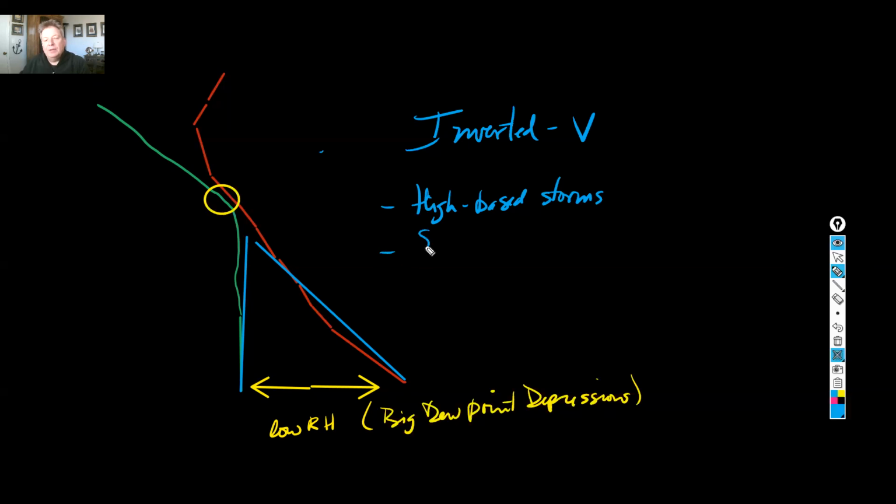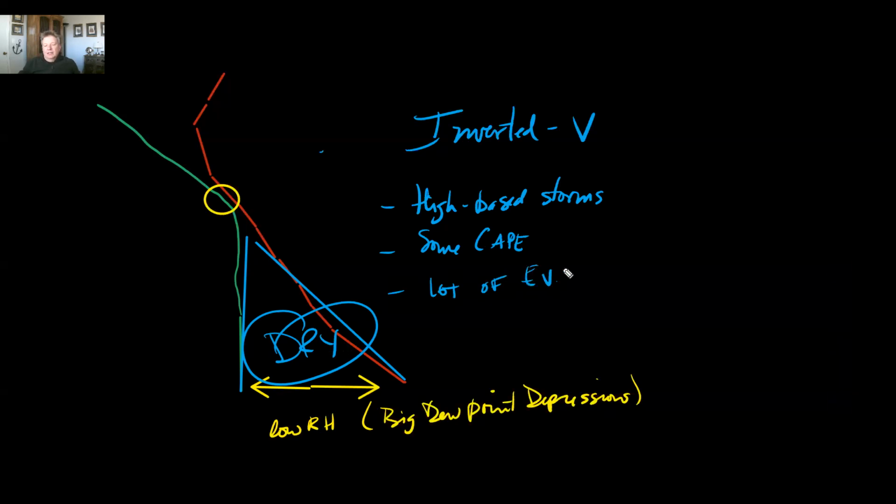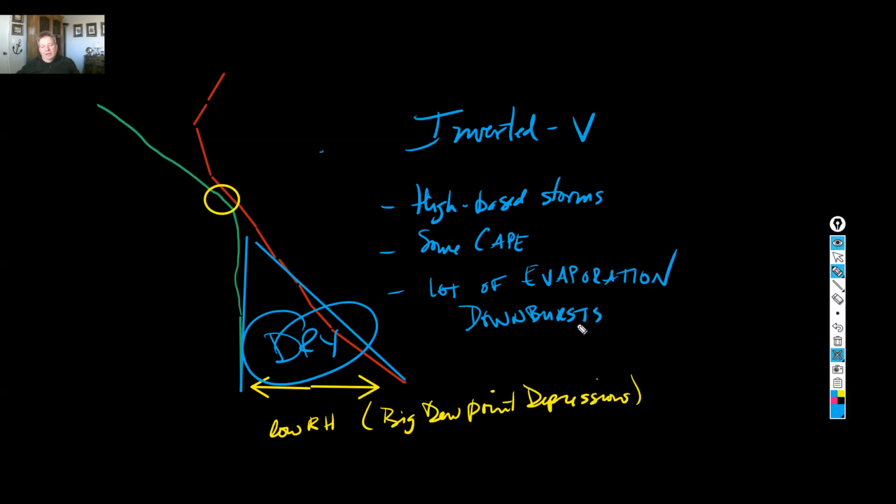You get some CAPE. But because this air is so dry, you get a lot of what? What will the rain do in that region? It will evaporate, which means you're going to lead to downbursts, microbursts. Rain will evaporate. So if it rains and entirely evaporates, then it's going to be called virga.